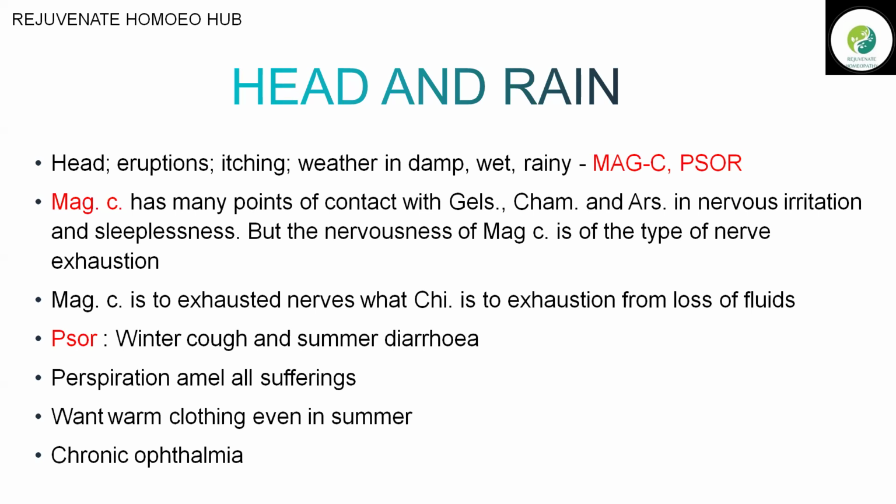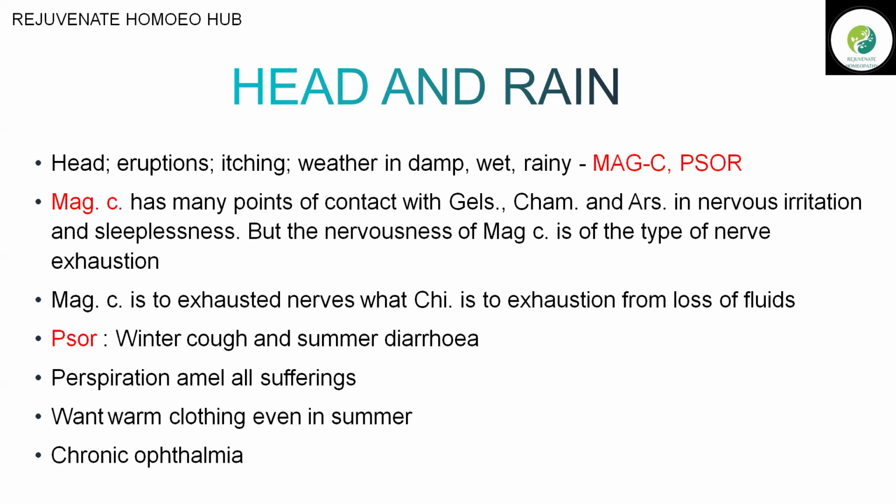Now, how can you differentiate between Mag carb and Psorinum? Mag carb has many points of contact with Gelsemium, Chamomilla, and Arsenic in nervous irritation and sleeplessness. But the nervousness of Mag carb is of the type of nervous exhaustion, whereas China is exhaustion from loss of fluids. And interestingly, Mag carb feels they are forsaken. No one is caring for me. That is the main theme core of Mag carb.